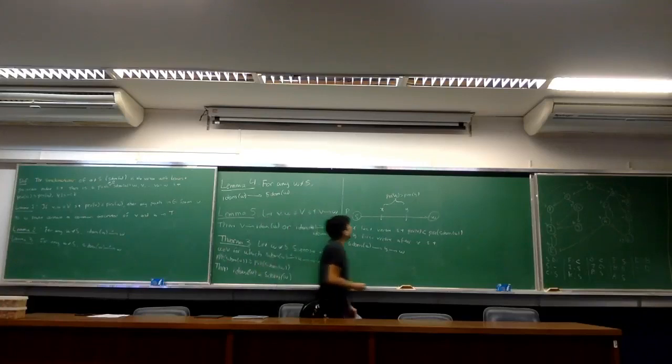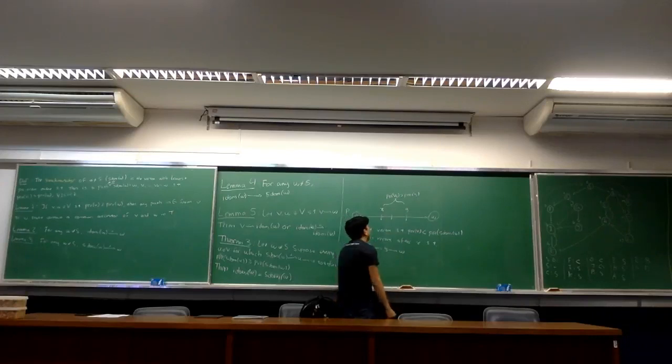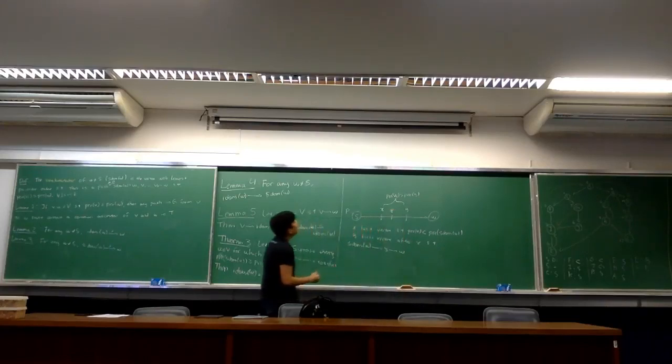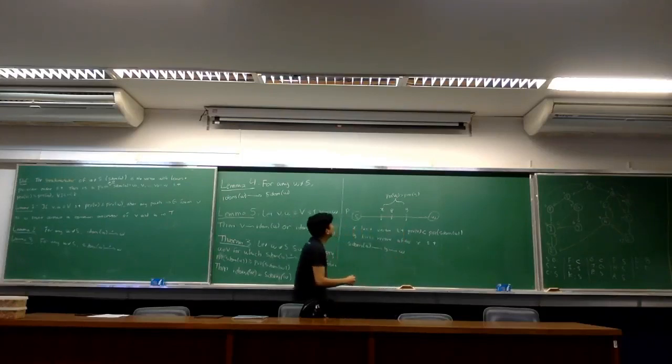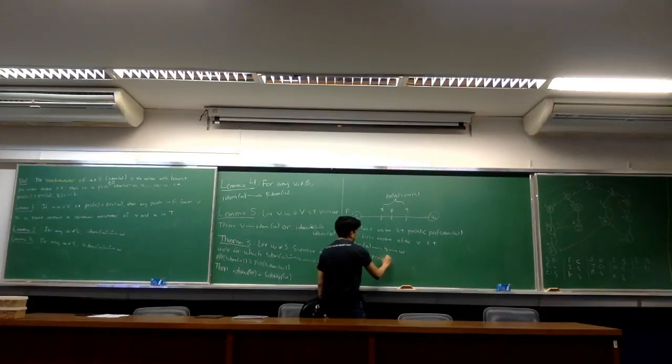And why is this the case? Well, suppose this doesn't happen. Then there must exist some vertex, what do they call it? Z. Some vertex Z such that the preorder of Z is less than or equal to the preorder of Y.